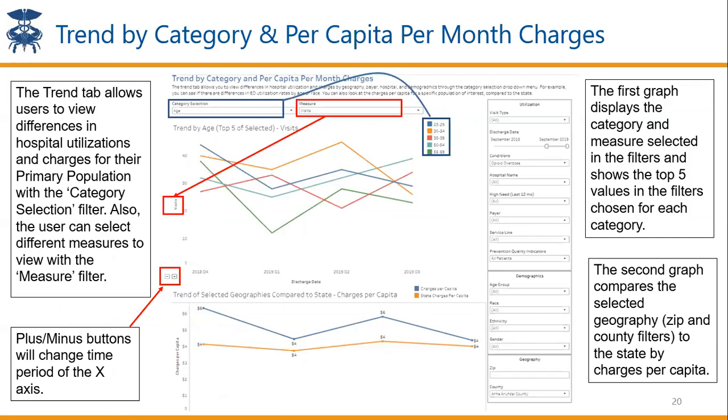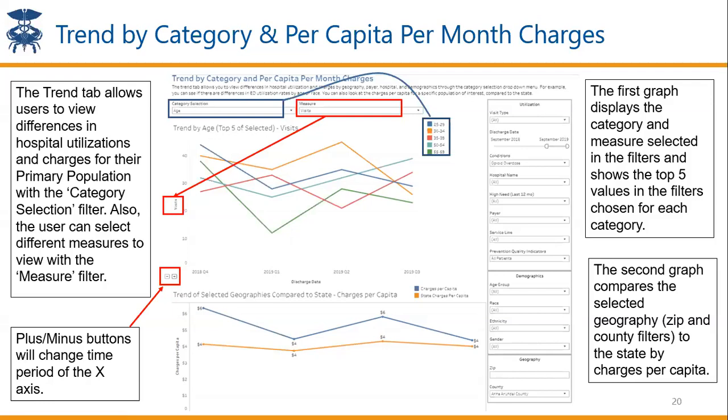On this chart, you can see the trending of your primary population. Again, the filters that you have already selected will apply on this tab as you move here from the population comparison. And now you can see how some of those metrics change over time.